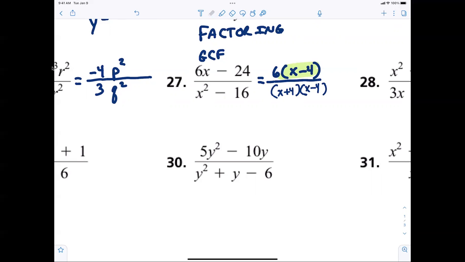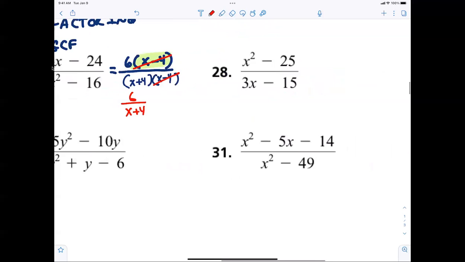Now, what two things can cancel out now? The x minus 4 and the x minus 4. All right, the two that are the same cross out. So you're left with what? 6 over x plus 4. So the name of the game is factor, factor, factor, cross out.